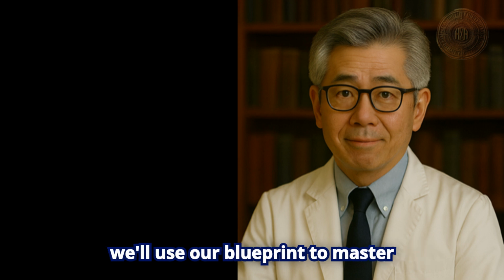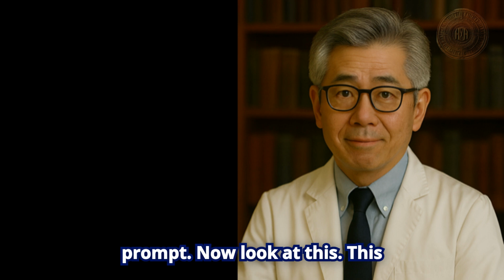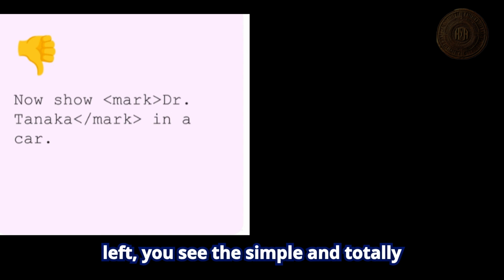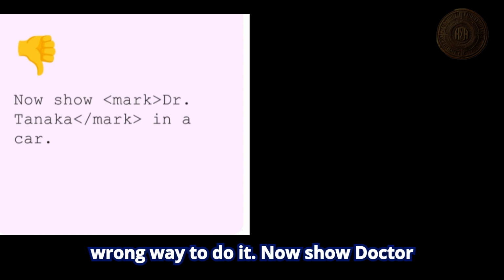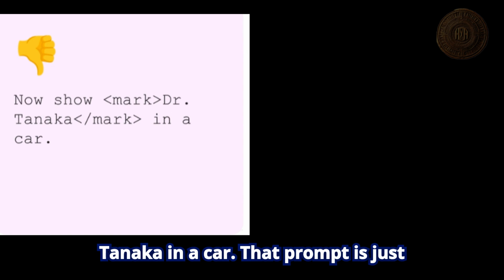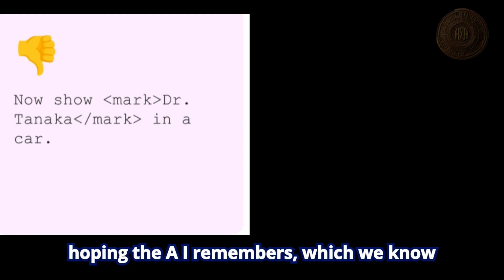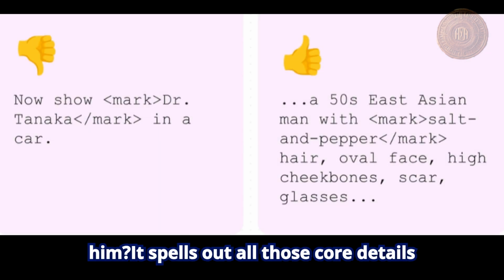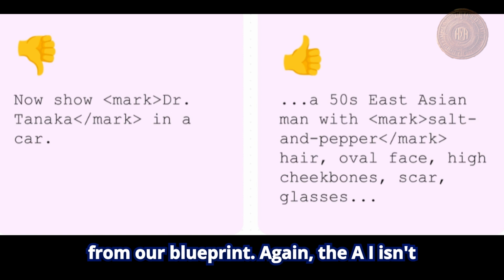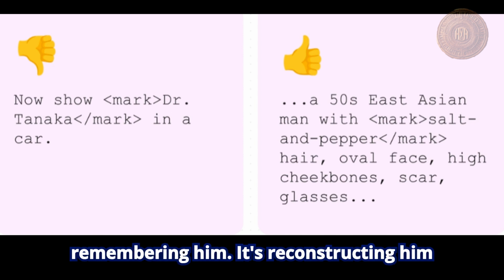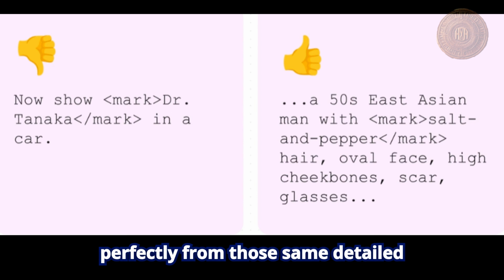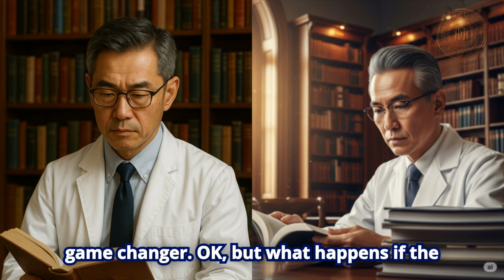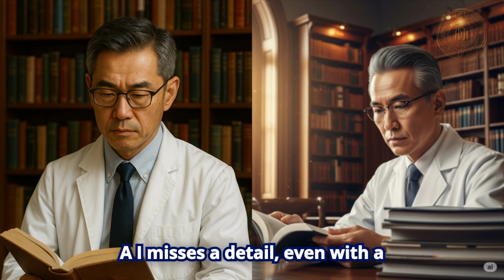Then we'll use our blueprint to master something called the carry-forward prompt. Now look at this. This slide is, well, it's everything. On the left, you see the simple and totally wrong way to do it. "Now show Dr. Tanaka in a car." That prompt is just hoping the AI remembers, which we know it won't. But on the right, that's the expert prompt. See how it reintroduces him? It spells out all those core details from our blueprint again. The AI isn't remembering him, it's reconstructing him perfectly from those same detailed instructions every single time. It's a game changer. Okay, but what happens if the AI misses a detail, even with a fantastic prompt?